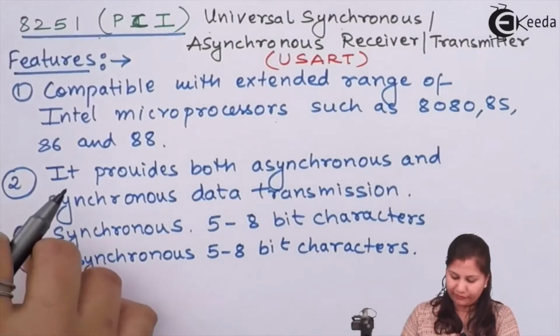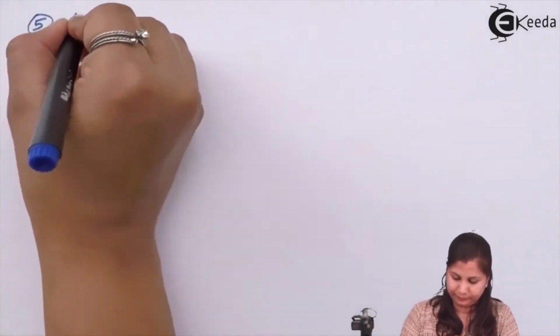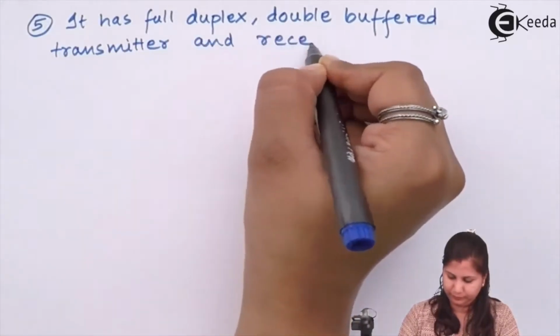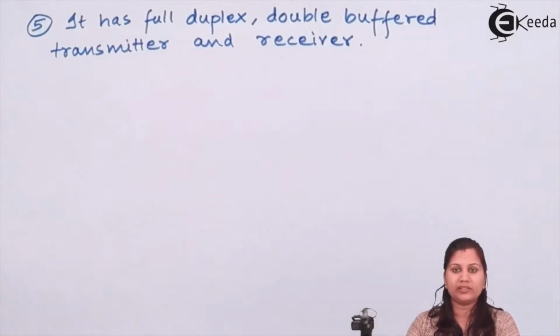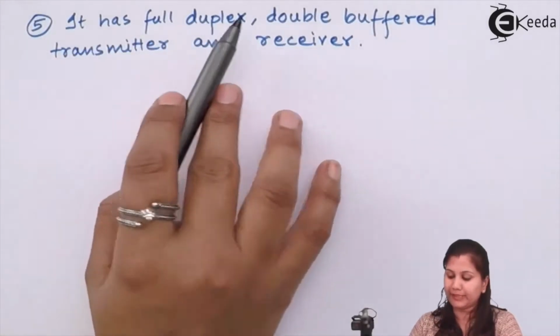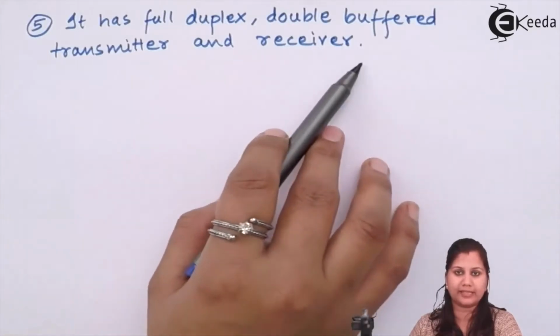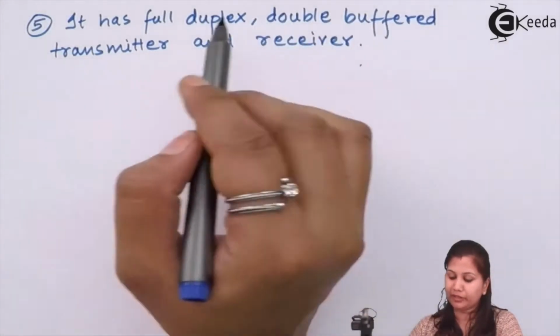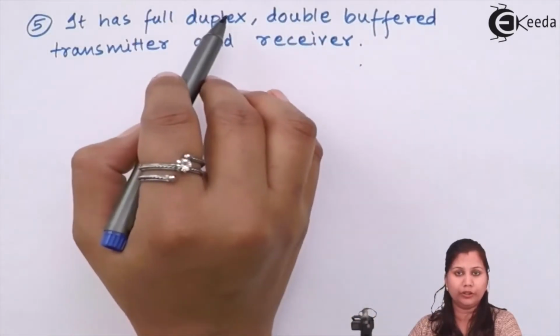Next feature of 8251 is that when we talk about the serial transmission, then it can be half duplex or full duplex. Okay, so this 8251 is a full duplex double buffer transmitter and receiver. It is acting as both transmitter and receiver, so there will be buffer which is transmitting and receiving the data. It means it is acting in both the directions, so bidirectional buffer will be there. So it is having double buffered transmitter and receiver, which is full duplex.